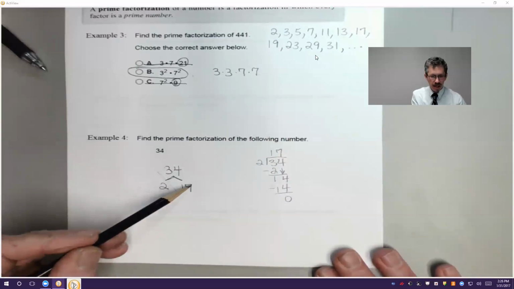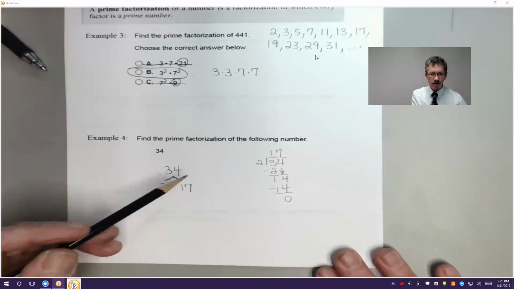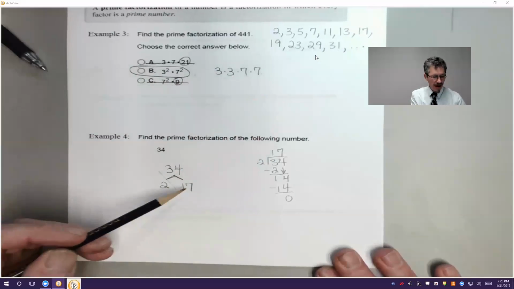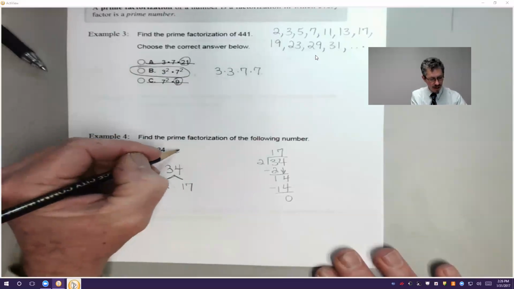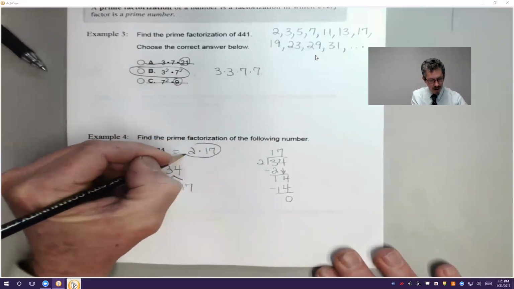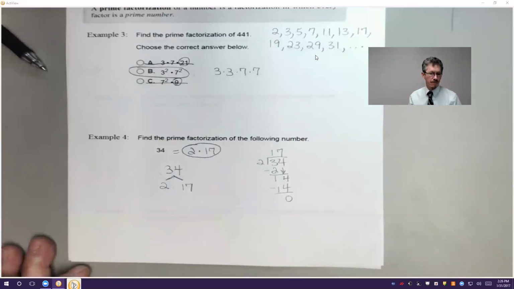Now notice that the number that we ended up with after the division is one of our prime numbers. So if after the division you have a prime number, you're done. 34 is 2 times 17, and that would be the prime factorization of 34.